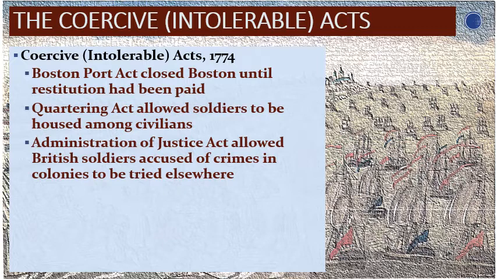The Coercive Acts also included the Administration of Justice Act, which allowed British soldiers and British officials accused of any crime in the colonies to be tried somewhere else, meaning a local jury in Boston or anywhere else is not going to be there to see these guys convicted of their crimes. Probably easier to get off if you move your trial to, say, London.